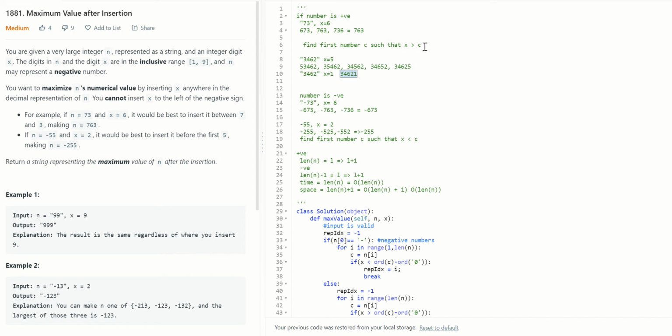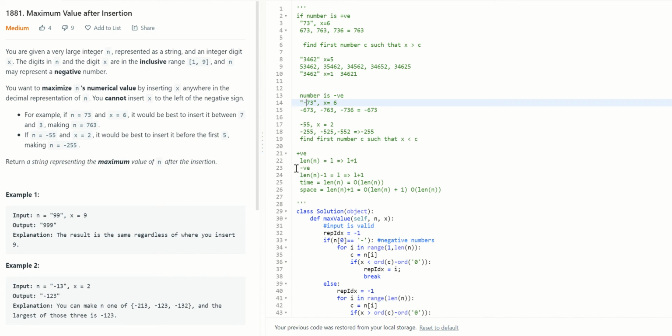But what if the number is negative? If the number is negative, the zeroth index in n will have a negative sign, right? So we will just look at the same example. The number is negative 73. So that means the zeroth index will have a negative sign, and that means we will have the digits starting from index number 1. So in this case, how many positions can we really insert, right?